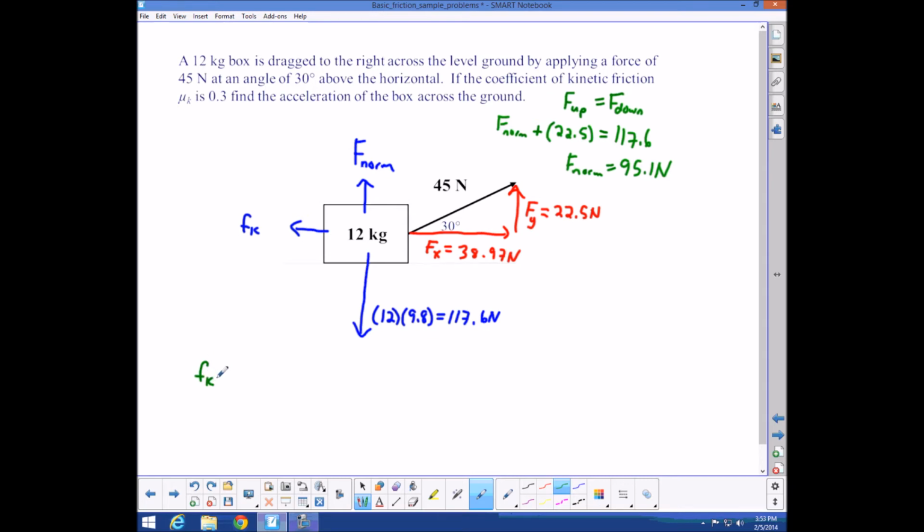So now we can calculate the force of kinetic friction. Again, the force of kinetic friction will be the coefficient of kinetic friction times the normal force. So that's going to be 0.3, the coefficient of kinetic friction that's given in the problem statement, times the normal force of 95.1 newtons. And that gives a force of friction of 28.53 newtons.